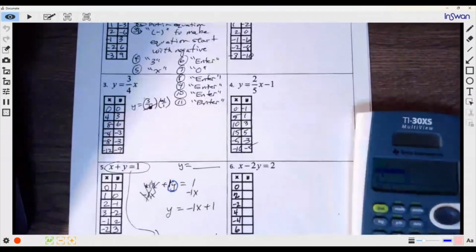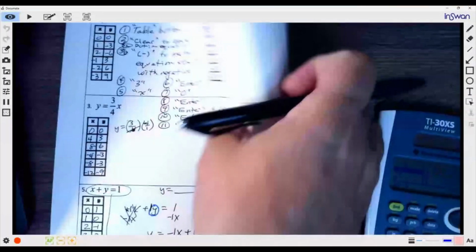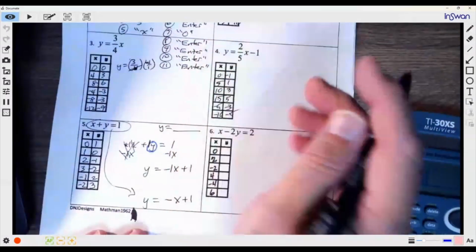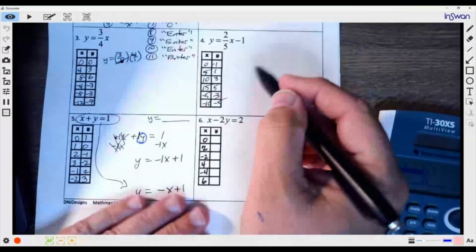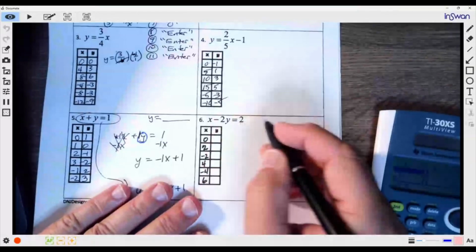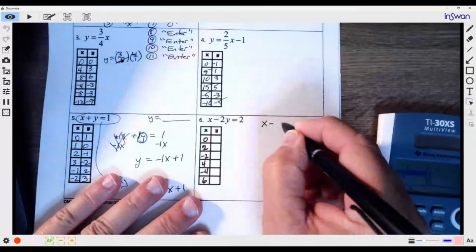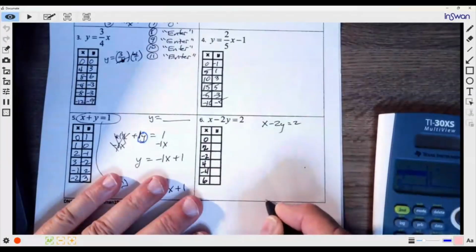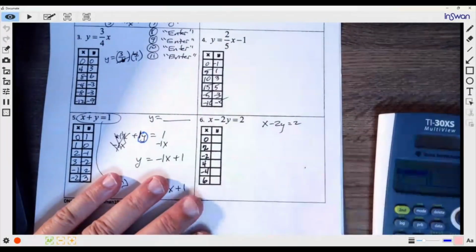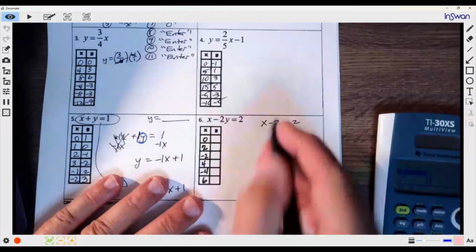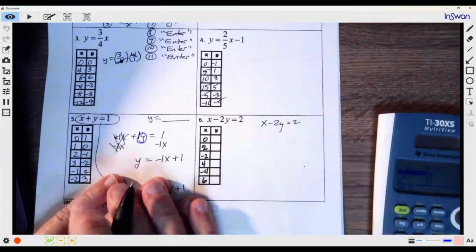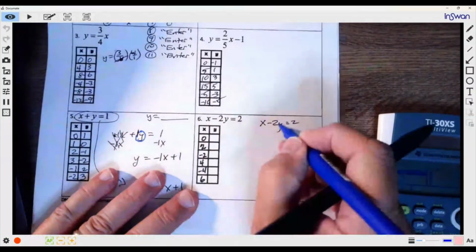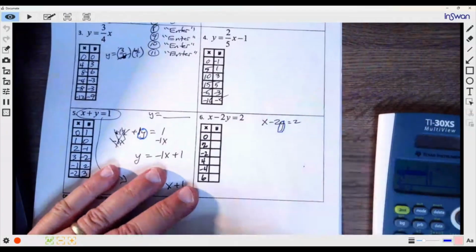Number 6. Something a little bit different is happening on number 6. But what we do is exactly the same way. I'm going to rewrite this here so that I have the room to do it underneath. I need at the end y equals. Everything else has got to disappear. I only want the y left over. So we look at that y.